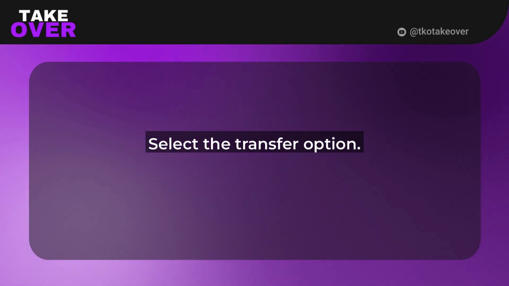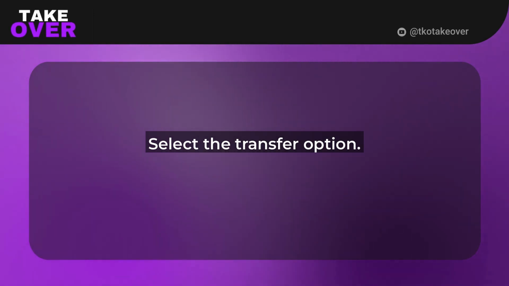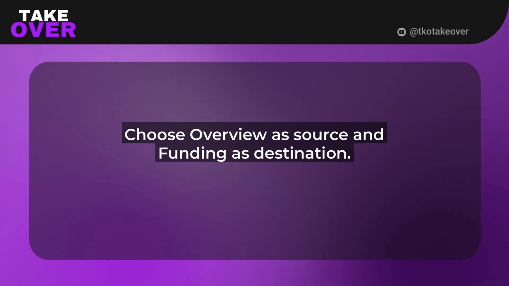Next, find the transfer option. This might be a button labeled Transfer, Move Funds, or something similar. Click on it, and you'll be prompted to select the source and destination. Choose Overview as the source wallet. Now, select Funding as the destination. This is typically where your funds go for trading, deposits, or withdrawals.